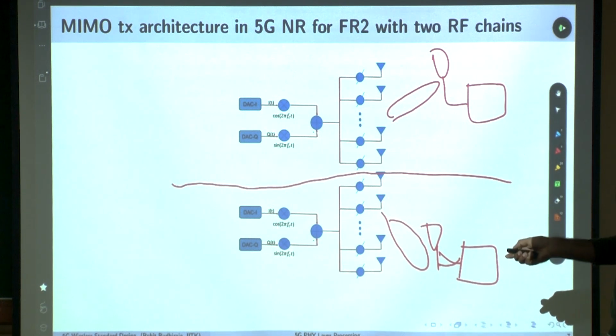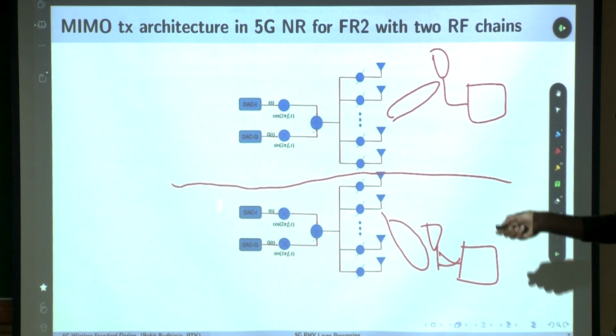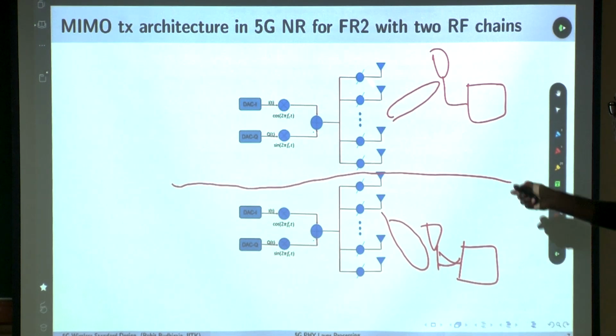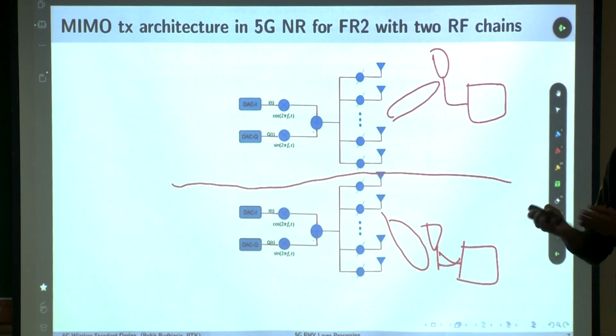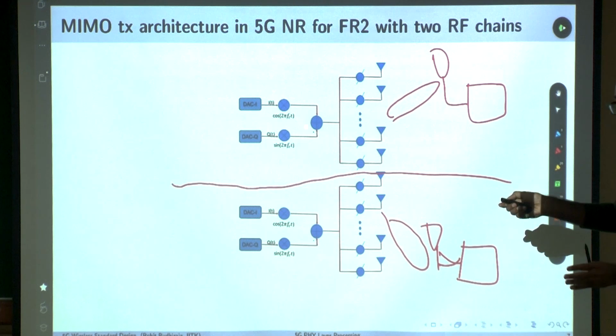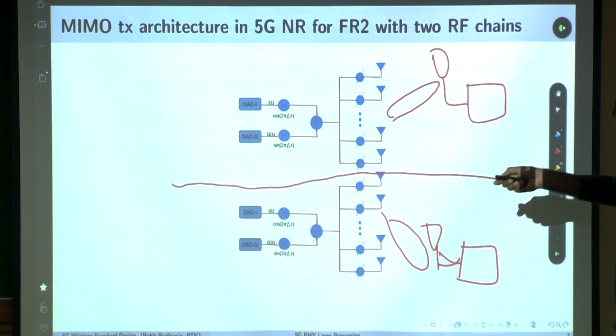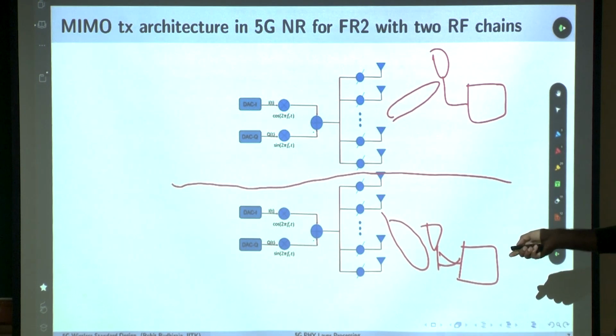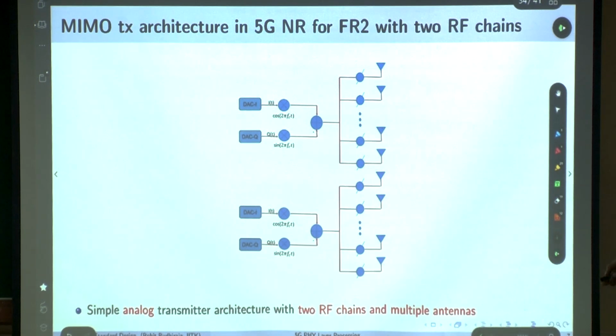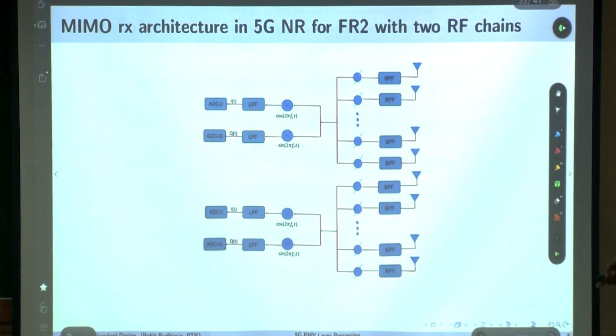So the base station will have multiple such RF chains, 1, 2, 3, 4 maximum, but each one of them will have 64 to 128 antennas. This is not a digital architecture. For each one of them we are doing analog beamforming. This is for user 1, this is for user 2. So a simple analog transmitter architecture with two RF chains and multiple antennas.